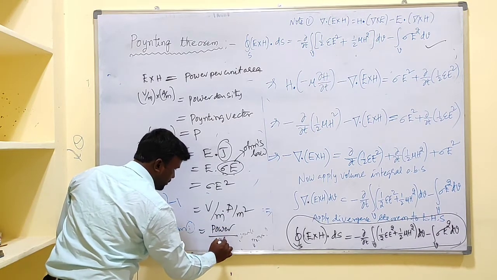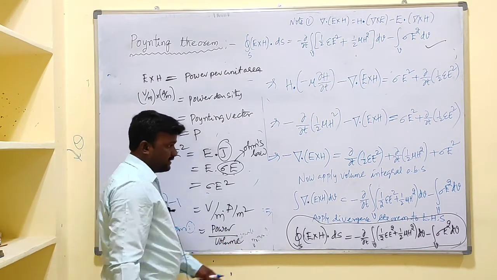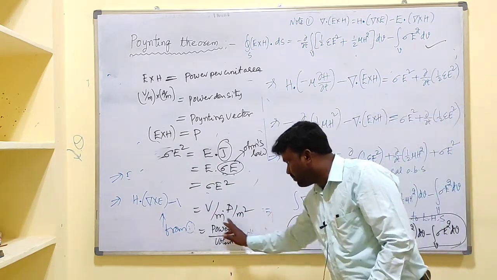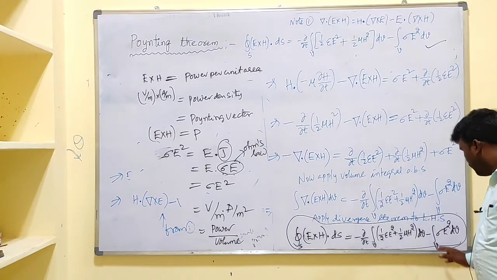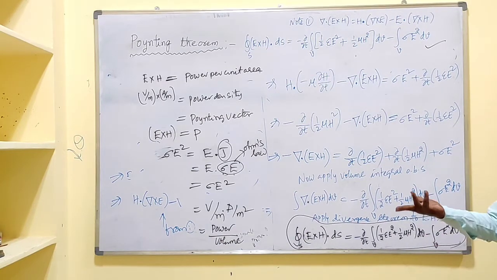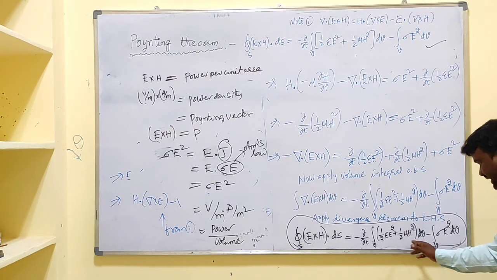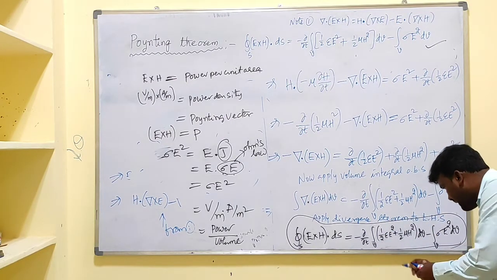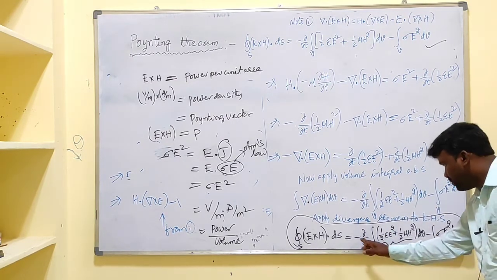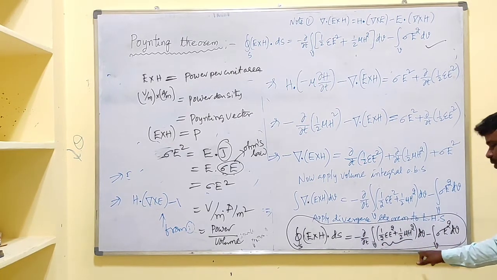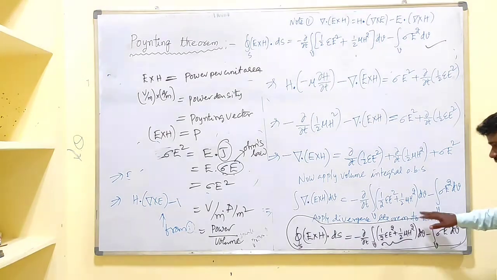Power per unit volume is nothing but power density. Volume integral of power density is nothing but power. Of course, that power is nothing but ohmic power. So that's why it is ohmic loss. And the other term is the energy stored in the electric field and magnetic field. So the entire thing is the time rate of decrease of energy stored within the volume, minus ohmic loss, which is equal to what?